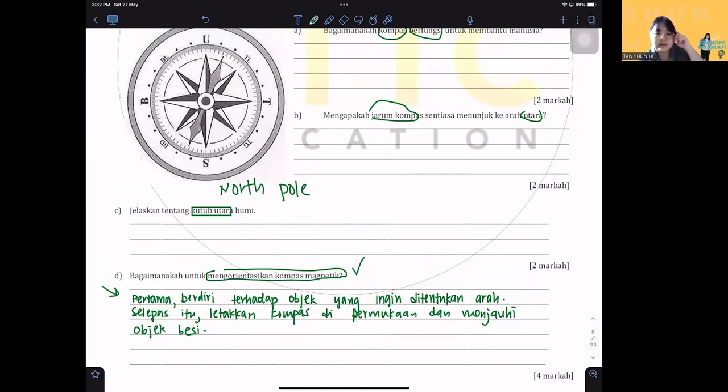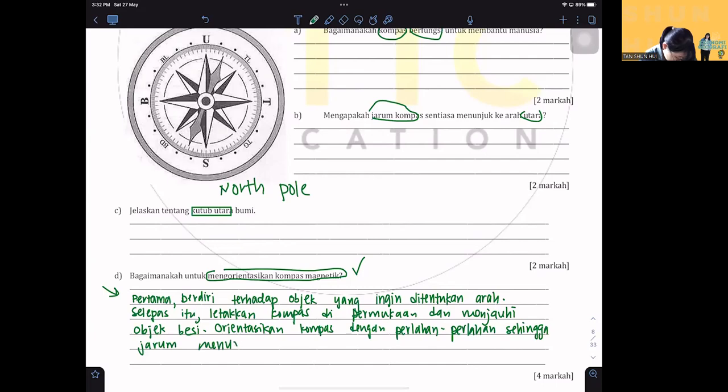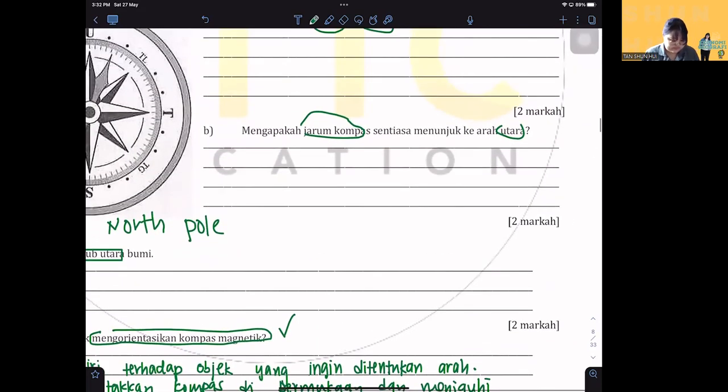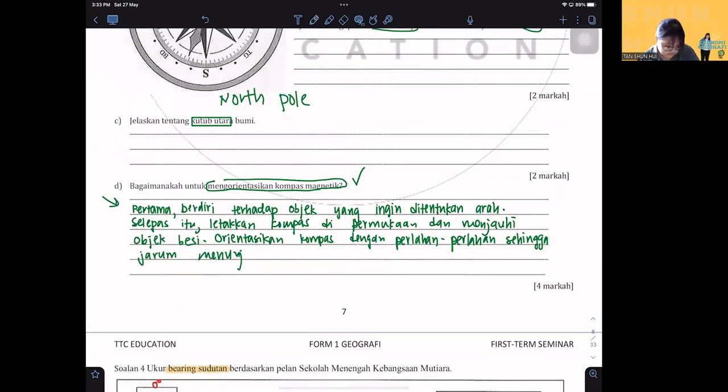Yes, if you cannot remember the word mengorientasikan, then you write pusingkan, right? So you can say orientasikan kompas dengan perlahan-perlahan, okay? Slowly. Until sehingga jarum menunjuk. Okay, menunjuk to where? Ke utara.